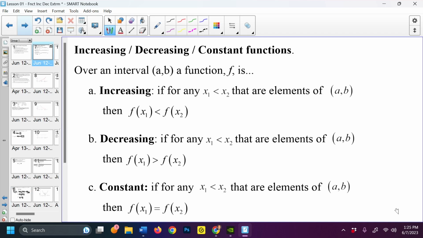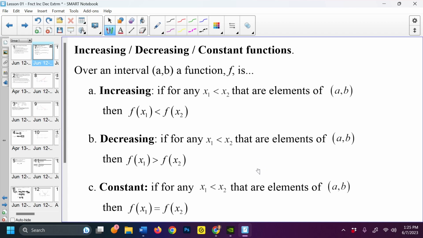Increasing, decreasing, and constant functions. Now, I really like this example because it forces us to first review some different types of notation. It allows us to take some of these very wordy, very formal definitions and relate them to some pictures that I have Desmos examples for. And so let's first talk about this. Over an open interval A to B.